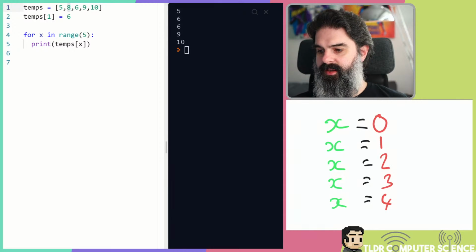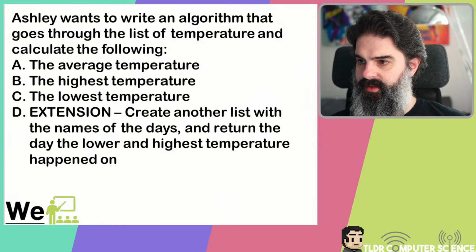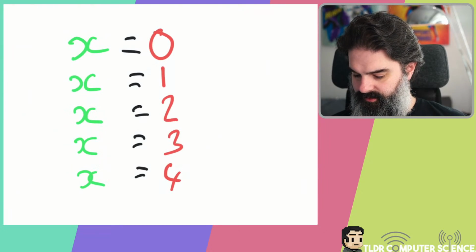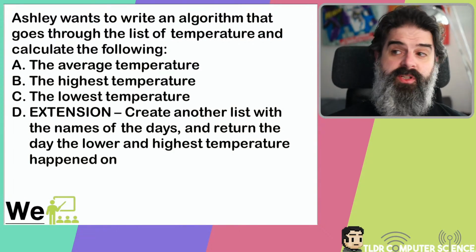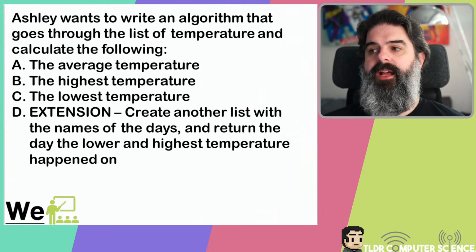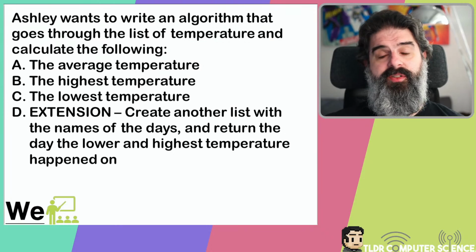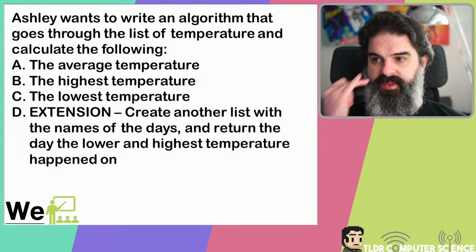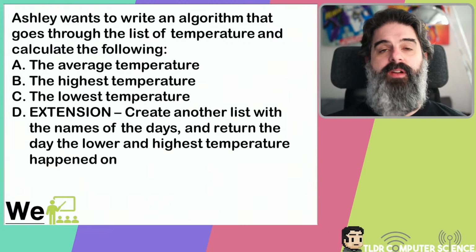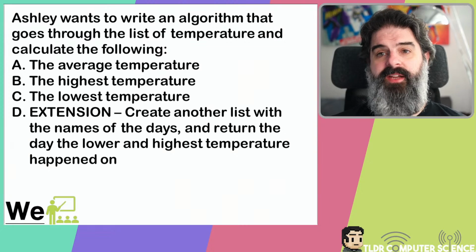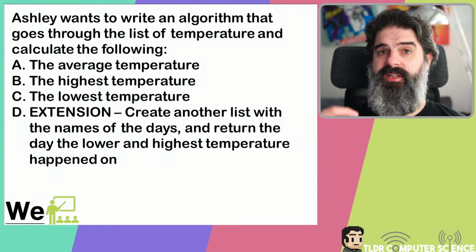So in fact, let's go here. So here's the next problem. Okay, so in here, it's an extension of what we just did. This time, Ashley wants to write an algorithm that goes through the list of the temperatures. So she's recorded all these temperatures Monday to Friday, and she wants to step through the list. You can use the same for loop as last time, and you've got to calculate A, the average temperature, B, the highest temperature, C, the lowest.